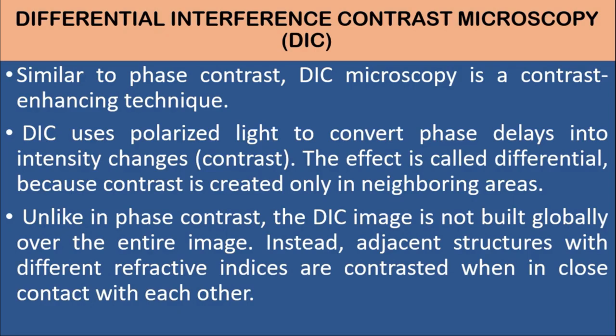Differential interference contrast microscopy, or DIC. What is DIC? It is similar to phase contrast microscopy. DIC uses polarized light to convert phase delays into intensity changes. The effect is called differential because contrast is created only in neighboring areas. Unlike in phase contrast, the DIC image is not built globally over the entire image. Instead, adjacent structures with different refractive indices are contrasted when in close contact with each other.